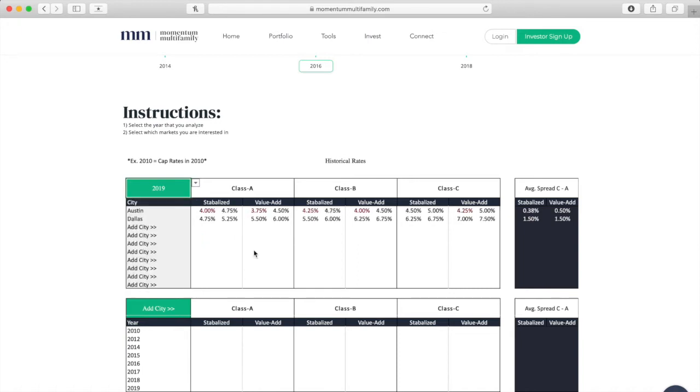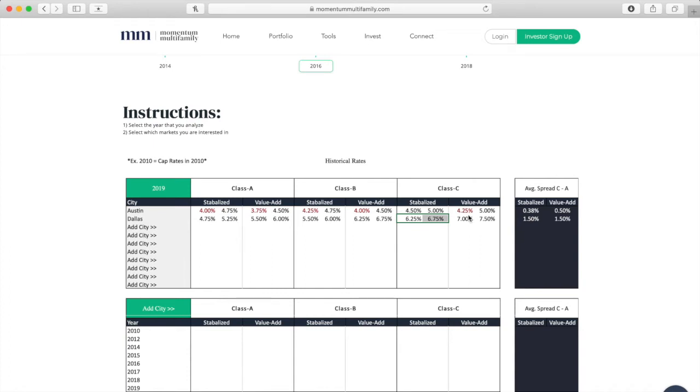Now, if we want to look at the most recent year, we can look at 2019, and again, you can see how Austin has changed over time. The compression across the board has been very significant for Austin. You've got much more of a spread here in Dallas still, where you have a little bit higher cap rates in the Class C and B than you do for A. But when we're looking at Austin, it's pretty apparent that across the board, no matter what asset class you're buying, you're paying the same cap rate.